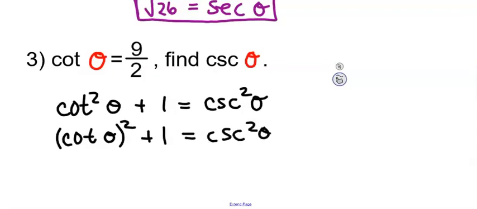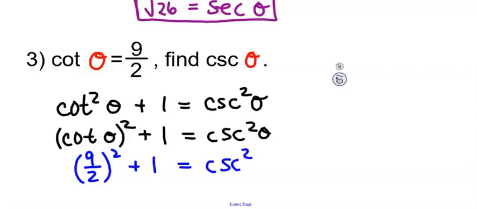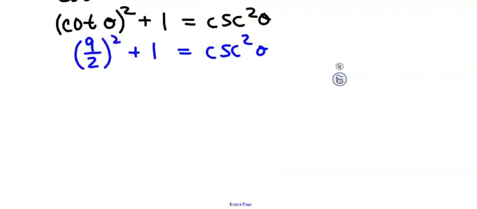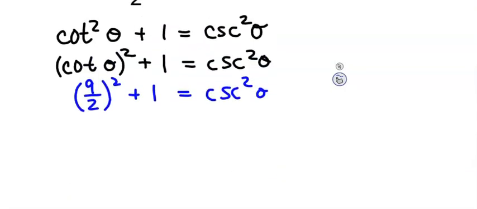The part that gets most people is the arithmetic portion of it. So if you are struggling with that, then yeah, you just got to work on it. That's all you can really do. This is 9 over 2 squared plus 1 equals cosecant squared theta. Push that up a little bit. All right, so now this is 81 over 4.